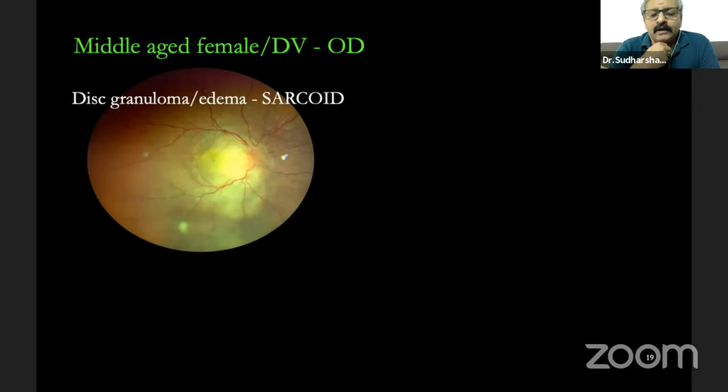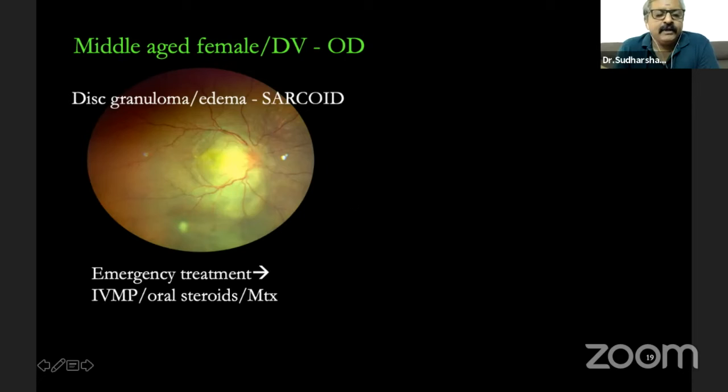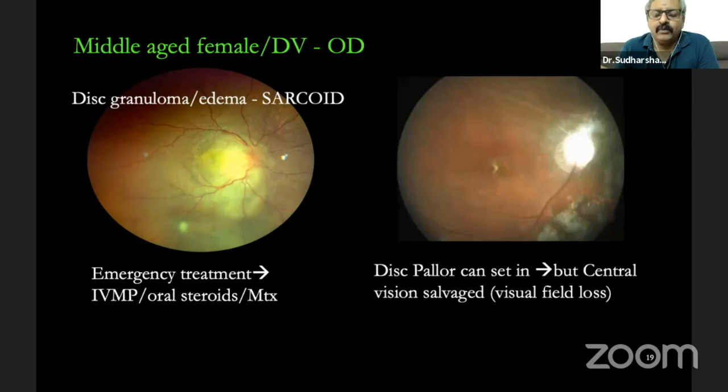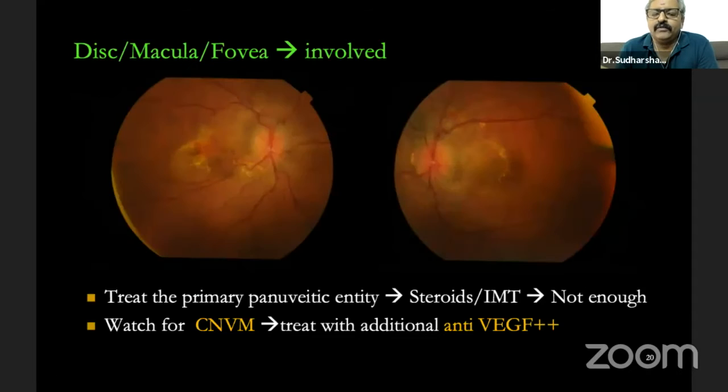The important thing correspondingly in sarcoid is the presence of disc granuloma or disc edema. This needs emergency treatment, IV methylprednisolone and oral steroids, and once the diagnosis is confirmed, methotrexate is the drug of choice. In spite of treatment, disc pallor can set in, but remember that central vision can be salvaged even though there is some visual field loss.